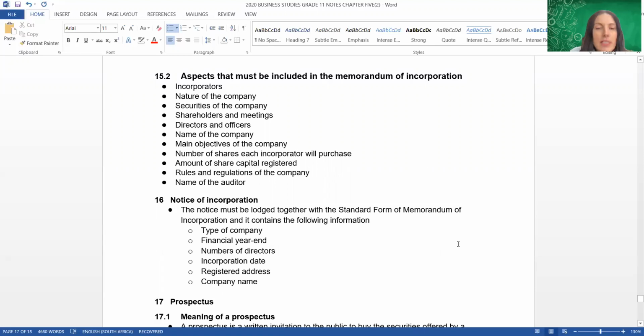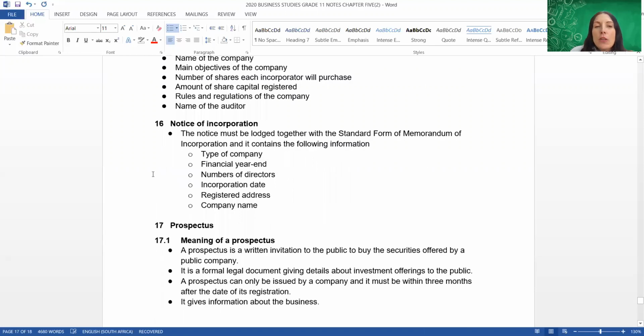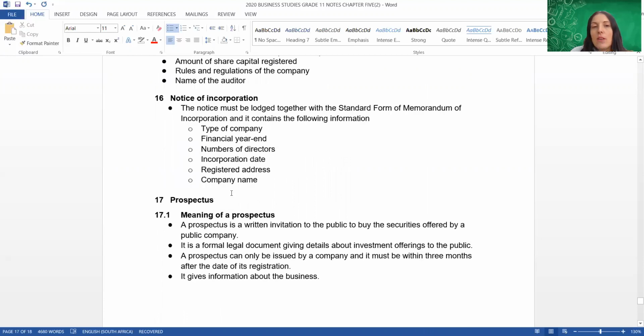Then the Notice of Incorporation is another document. And then we move on to the prospectus. Now, remember, you can maybe just write here applicable to a public company. What is the meaning of the prospectus? As I said, this is basically an advertisement where you tell the public why they must buy shares in your company. So it's a written invitation to the public to buy securities, shares offered by a public company. It is a formal legal document giving details about investment offerings to the public.